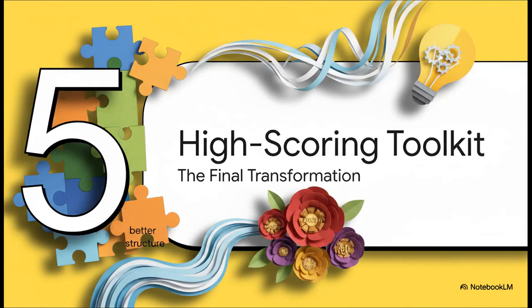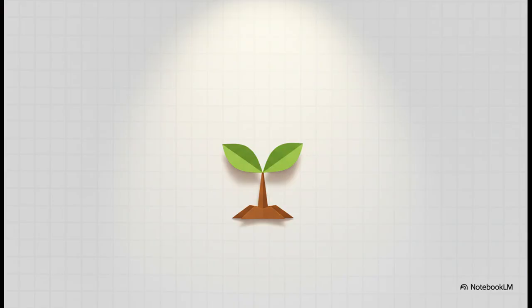All right, this is the moment we've been working towards. We've gathered all the pieces for our toolkit. We have better structures, we have stronger vocabulary, and we have all these precise descriptive adjectives. Now, let's put it all together and see the final transformation. Remember this little guy? Our humble starting point? It's clear, it's simple, but it's not going to blow anyone away. Now let's see what it's become after applying everything we just learned.